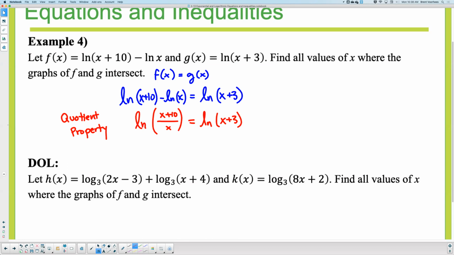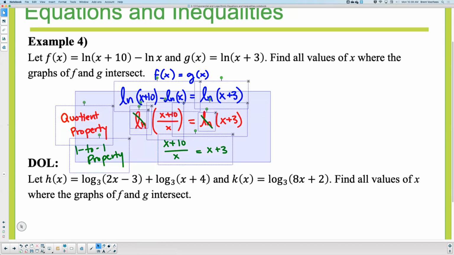Now, how do we solve that? One property, but then you use the 1-to-1 property. So each logarithm, each natural log, is isolated. So I'm going to do the 1-to-1 property. So x plus 10 over x equals x plus 3. How did you say we'll solve that? Multiply by x. We're going to multiply by x on both sides.